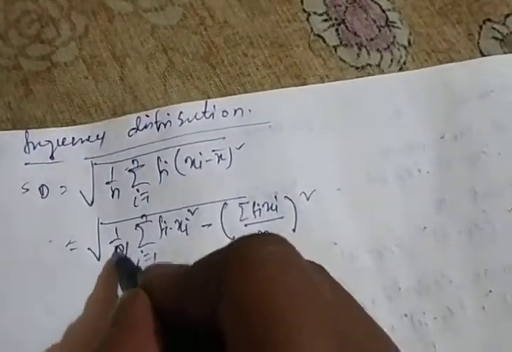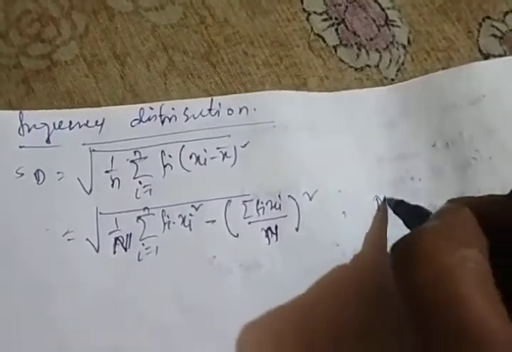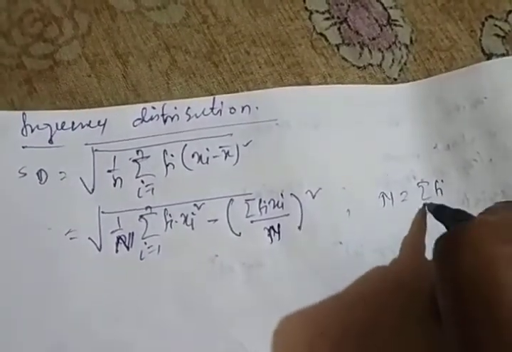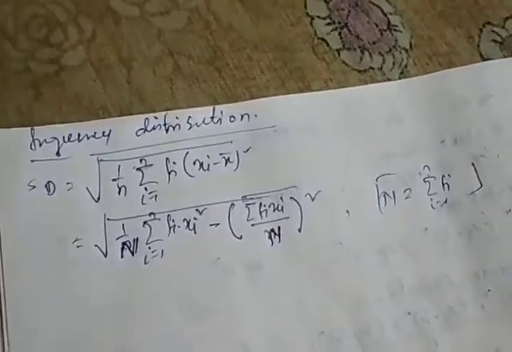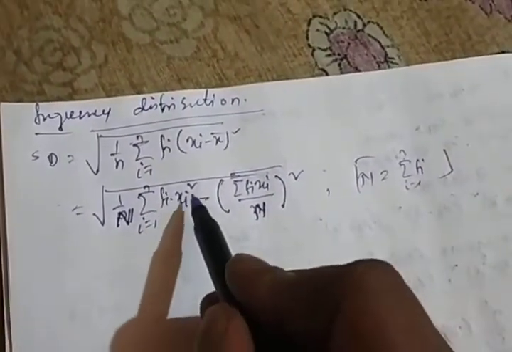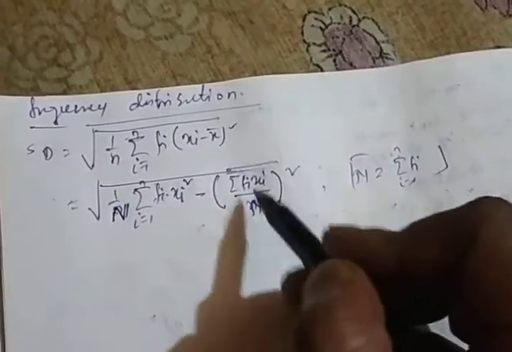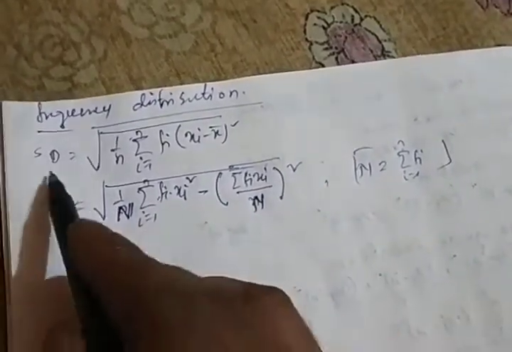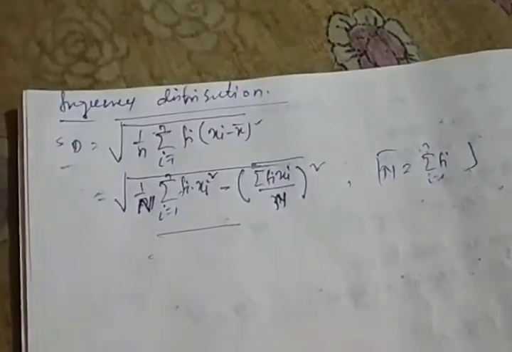Here we use capital N, where capital N equals summation fi, i equals 1 to n, the total number of observations. So this is the simplest formula, where we have to find xi square, multiply by fi in each term, and calculate it, and we can find the standard deviation. This is the simplest form for the frequency distribution.